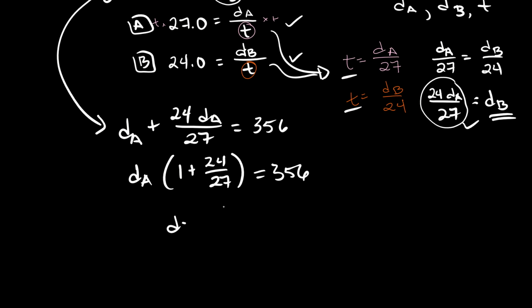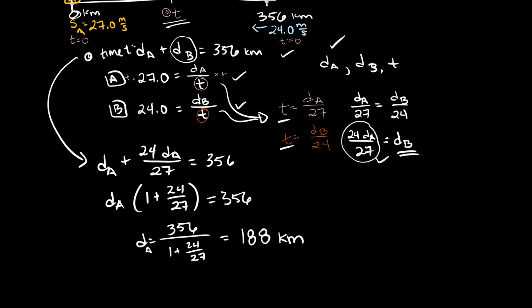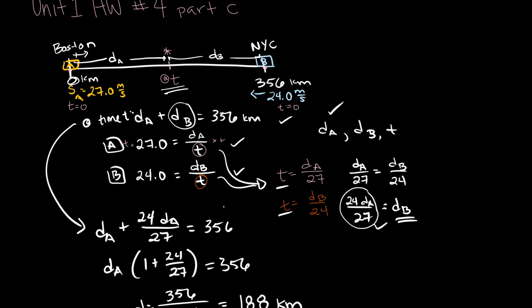So I get that dA equals 356 divided by 1 plus 24 divided by 27. I plug that into my calculator, and I get that dA is a distance of 188 kilometers. Let's go back to our picture. So we know this is 188 kilometers now, so we solved for that.